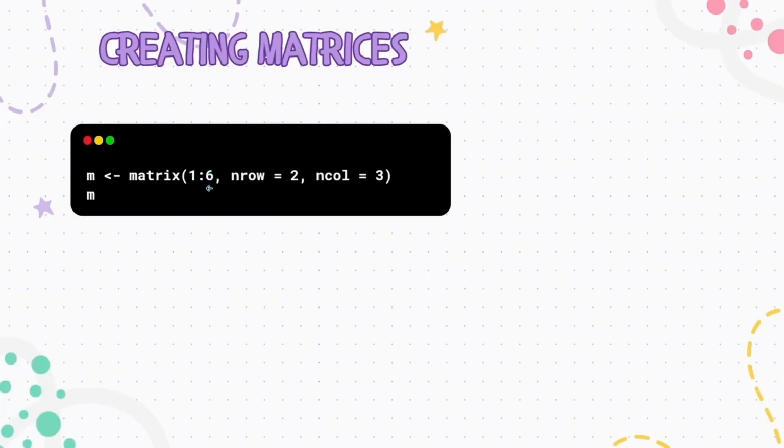So if you wanted to create a matrix, this is how you would do it. Here we have created the matrix with the numbers 1 to 6. It will include 1, 2, 3, 4, 5, 6. It will have 2 rows and 3 columns.